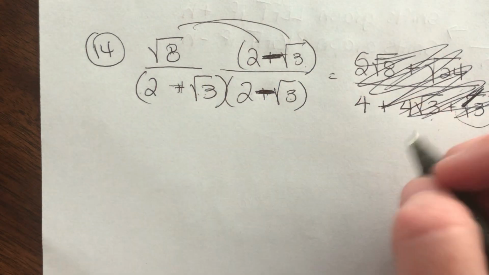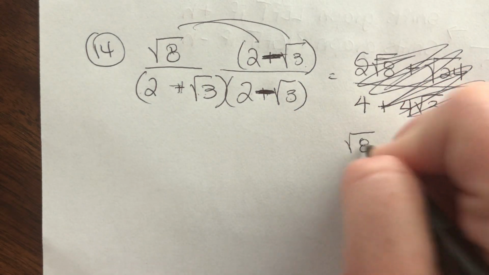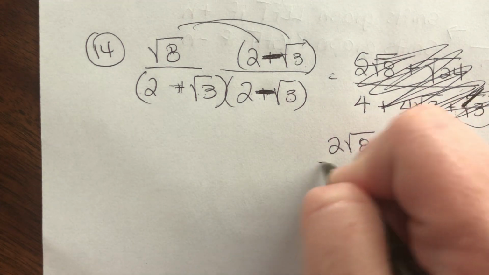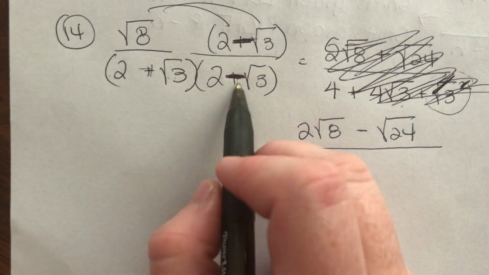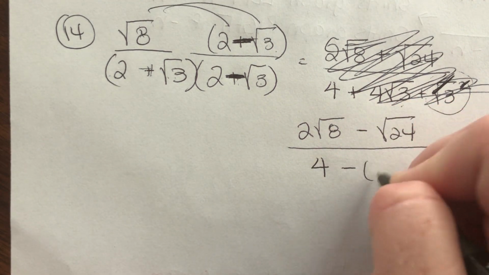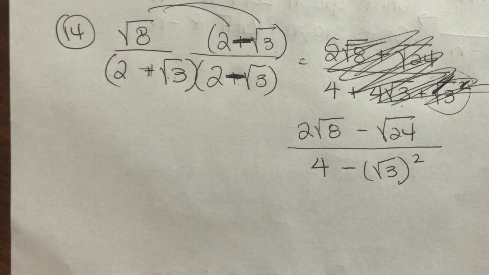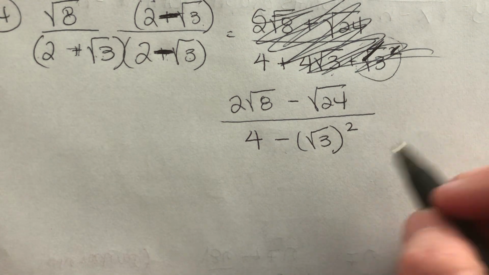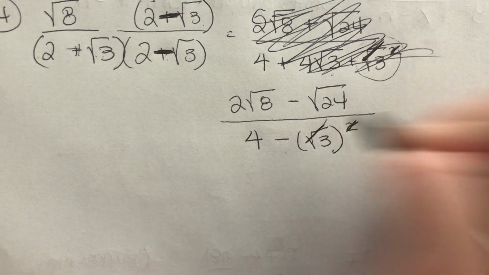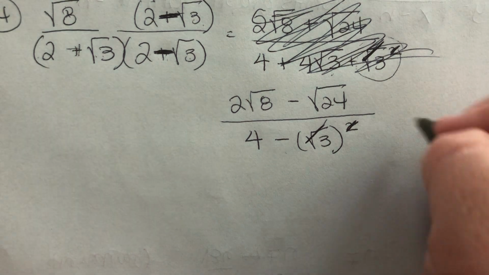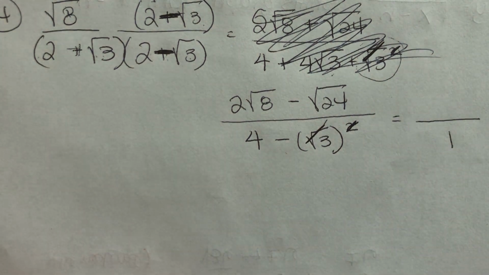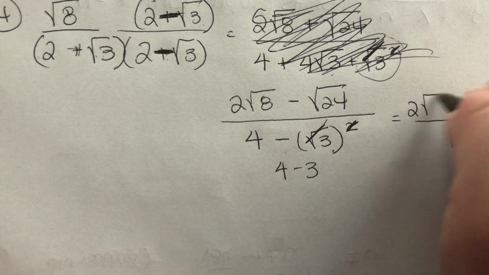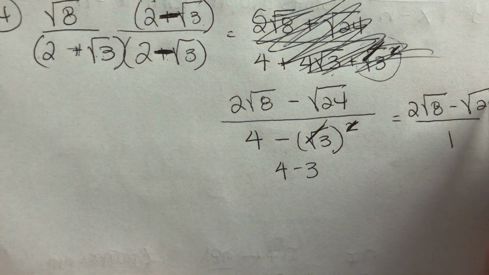So when I distribute the top, I end up with 2 square root of 8 minus square root of 24 all over, and then when I multiply these together, I get 4 minus square root of 3 squared. That's what I wanted, because now there's no other term with a radical in it. This 2 is going to cancel out with this radical sign, so I'm going to get 4 minus 3, which is just 1, right? 4 minus 3 is just 1. And then I'm left with 2 square root of 8 minus square root of 24.